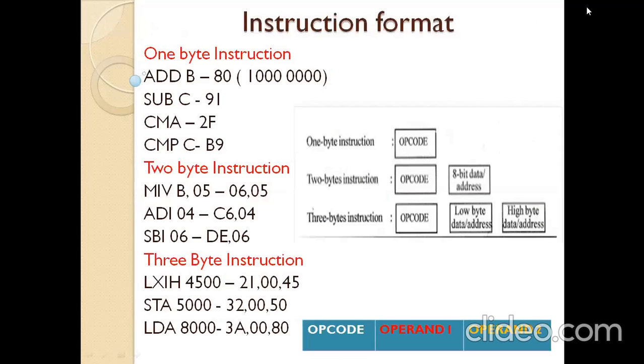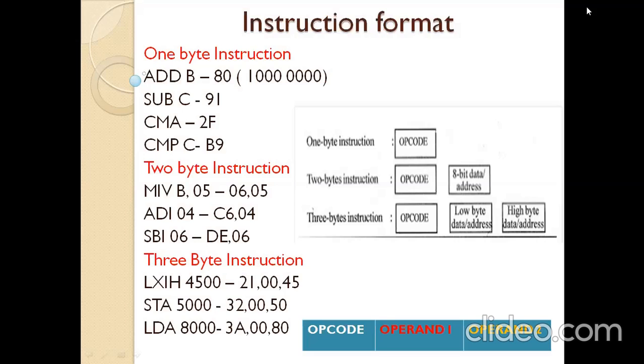In 8085 instructions, there are 3 types. One is called 1-byte instruction. Second one is 2-byte instruction. Another one is 3-byte instruction. The total instructions are classified into 3 types: 1 byte, 2 byte, and 3 byte.